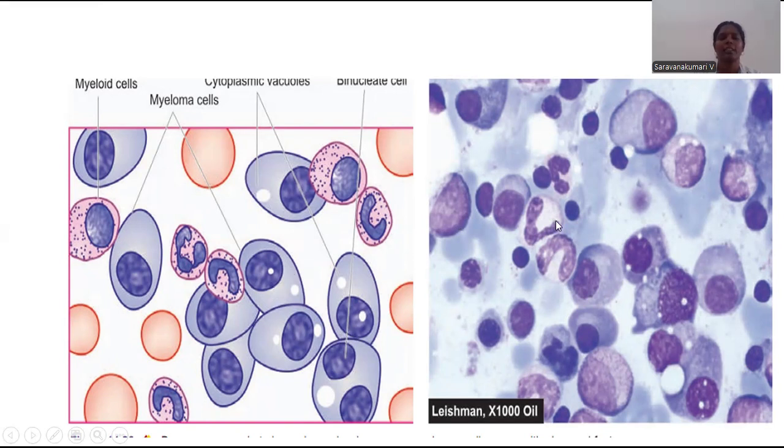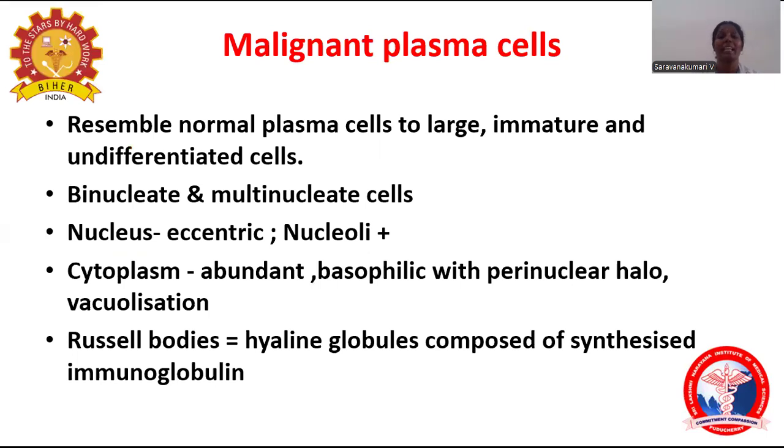Next we see the morphology of the malignant plasma cell. Usually it will resemble the normal plasma cells, but sometimes it can be seen as large immature cells, and it can even be seen as undifferentiated cells. These cells can be binucleated or multinucleated. Usually, the plasma cell nucleus will be eccentrically placed, and you will be able to notice the nucleoli.